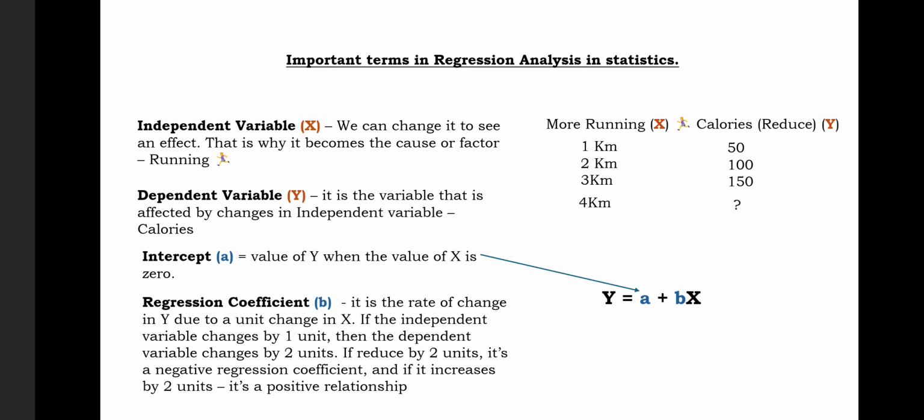So in regression, a very important topic is to find the value of a and the value of b. There are separate formulas for finding the value of a, and separate formulas for finding the value of b. Sometimes in questions it can be given to you how many calories are reduced when you're running 0 kilometers. So there's no need to find a then, but it is always important to find a and b both. So a can be given to you, and if it is not given, you can still find it out.